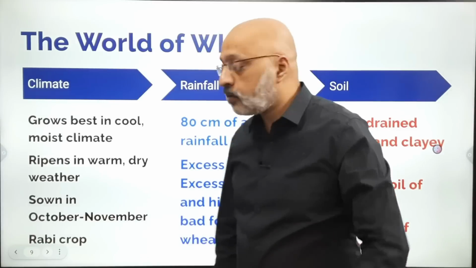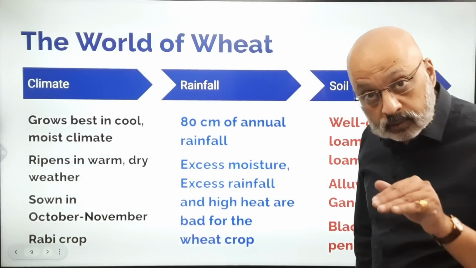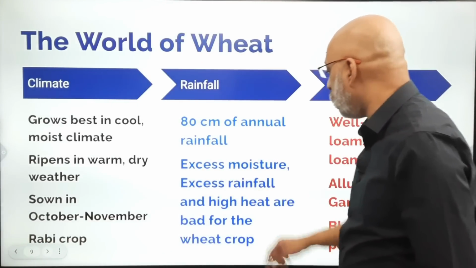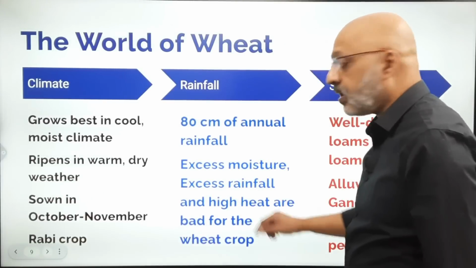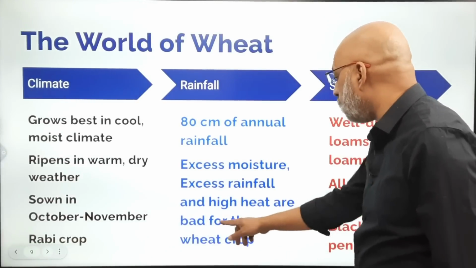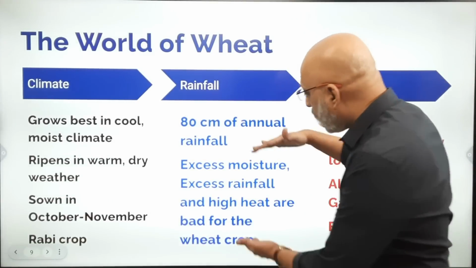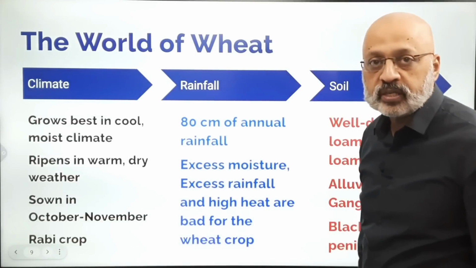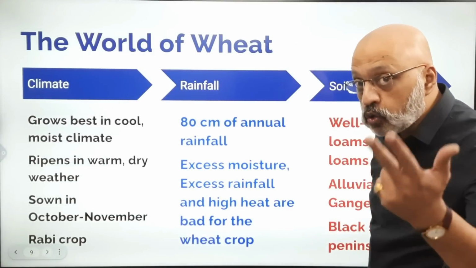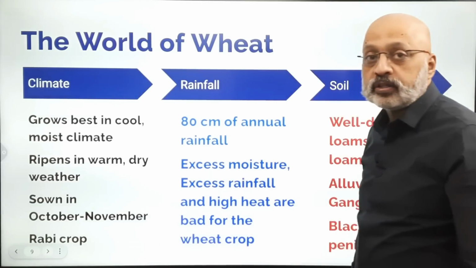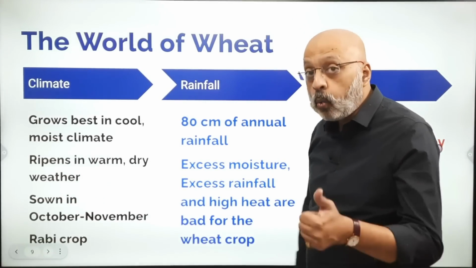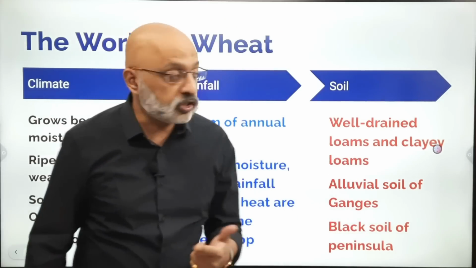What does not work for wheat is excess moisture, excess rainfall, or high heat. These are bad for the wheat crop. So if you get a question, you should be able to remember these three parts, right? Even if it's a 2-mark question, please mention all the 3 points which are bad for the wheat crop. These are the kind of questions you could get.